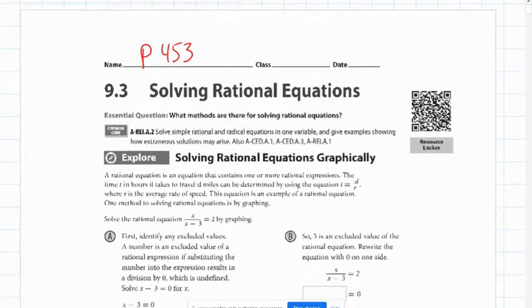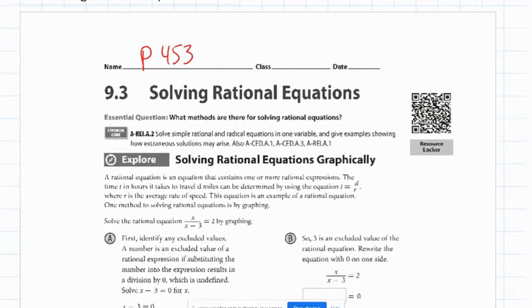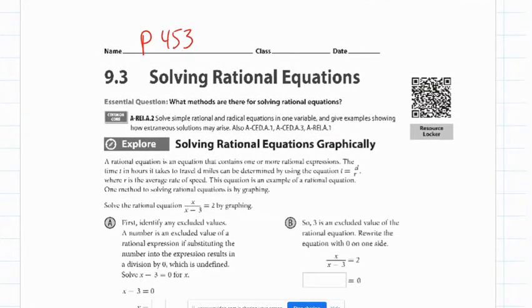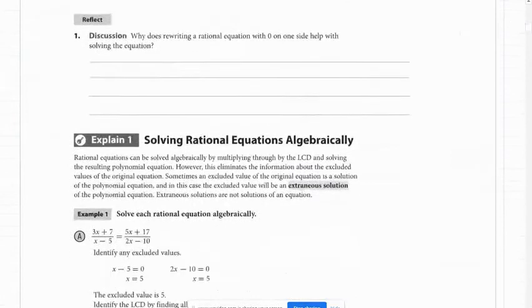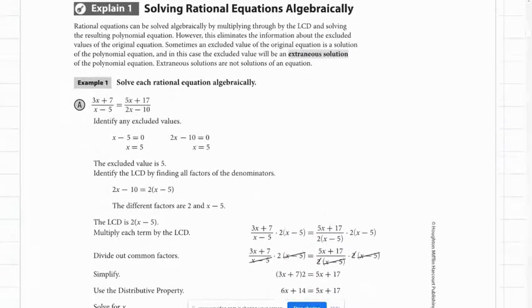Today we're going to be working with rational equations, solving rational equations. The section starts on page 453, but actually we're going to be starting our discussion on 454. So you can go ahead and open to 454 and follow along in your book as we go through these examples.